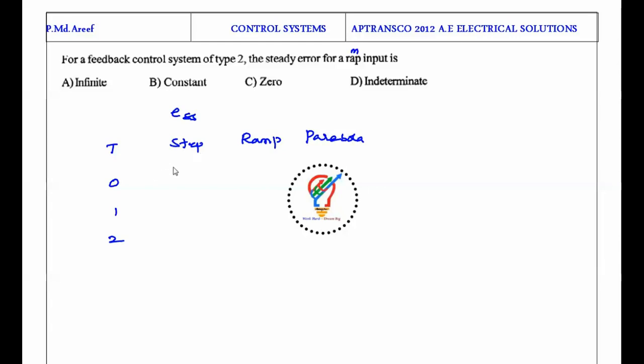The steady state error for type 0 system is 1 by 1 plus kp, and others are 0 and infinity. For type 1 system, it is 0, then 1 by kv, and infinity. And for the type 2 system, 0, 0, 1 by ka. Okay, so for the feedback control system of type 2, the error for ramp input is 0, so the answer is C here.